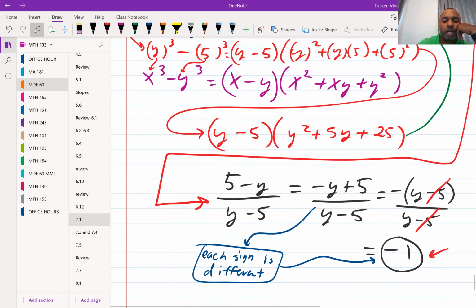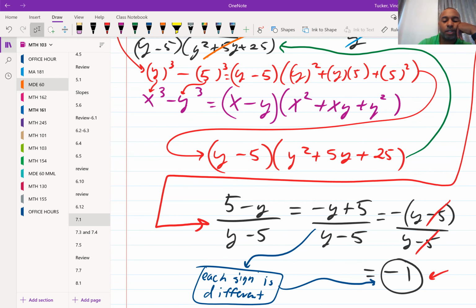Anything else before we close out today? That was it for section 14.2.